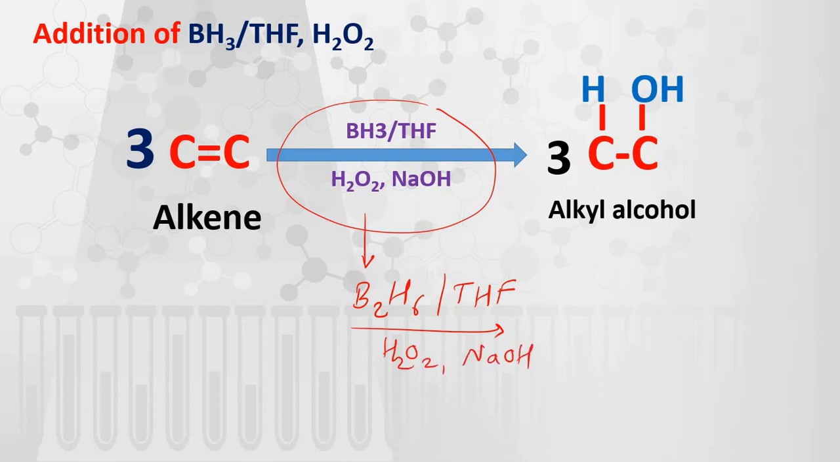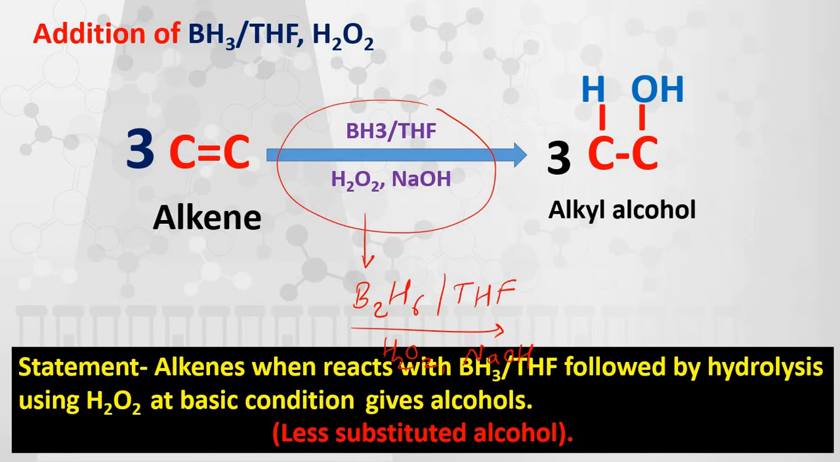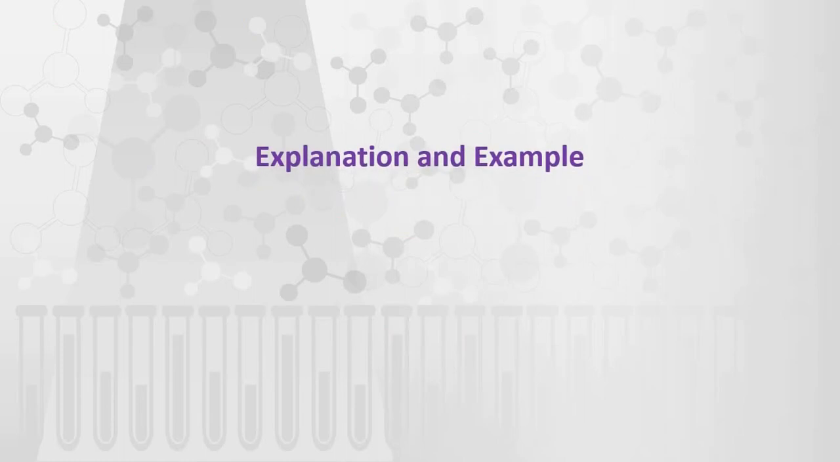So what is the statement of this reaction? Alkenes when reacted with BH3/THF followed by hydrolysis using hydrogen peroxide under basic condition give alcohols. In this reaction, the less substituted alcohol is obtained as the product. Now we will see more explanation and examples of this reaction.